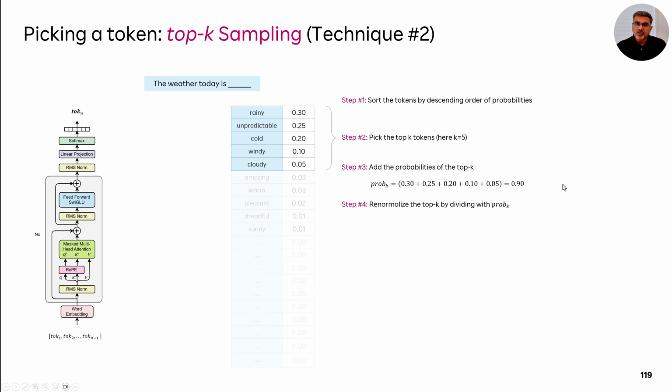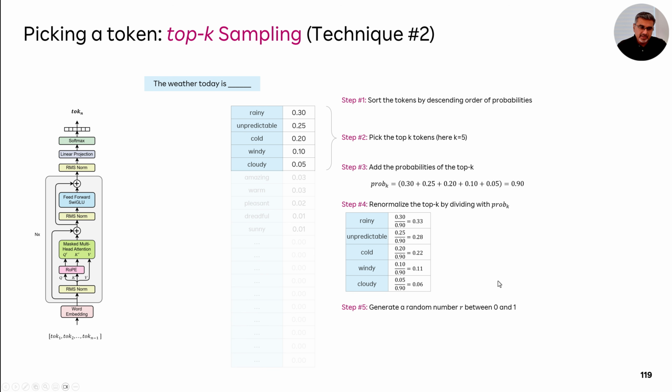Now you renormalize the top K by dividing by the summed probability. You take rainy, whose original probability was 0.30, and divide it by 0.90, so it becomes 0.33. You take unpredictable, whose original probability was 0.25, and divide it by the total probability of the top K, 0.90, and it becomes 0.28. So you renormalize the top K this way.